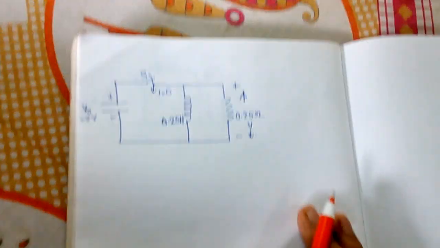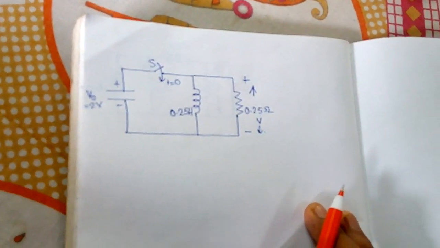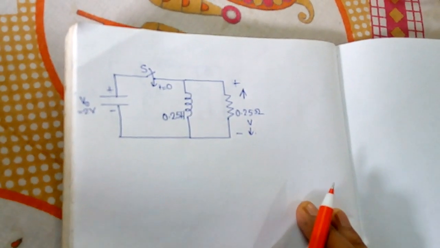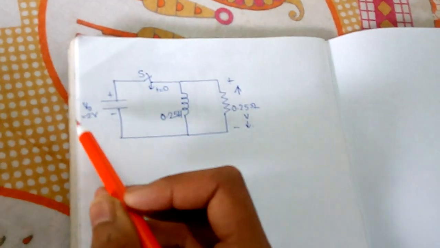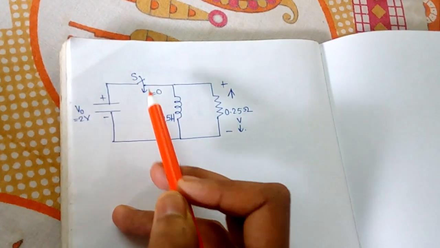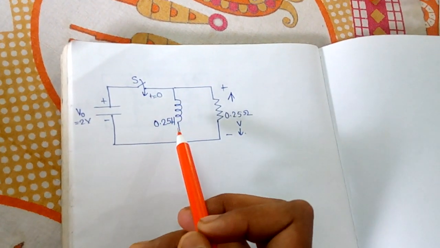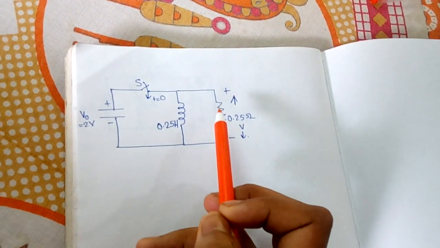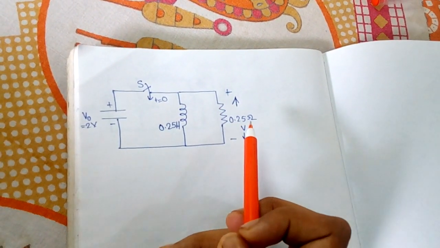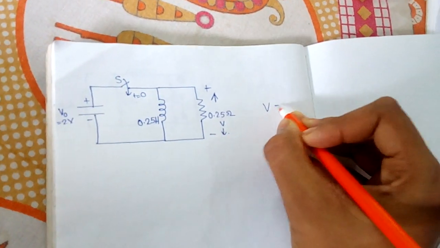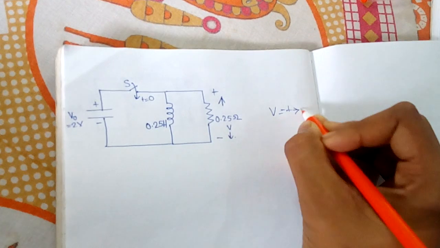Now move to the next question. It is given that the capacitor is initially charged to V0 equals 2 volt, and a switch is closed at t equals 0. The 0.25 henry inductor is not initially charged, and the resistance is 0.25 ohm. We have to find the voltage V at t equals 0 plus.